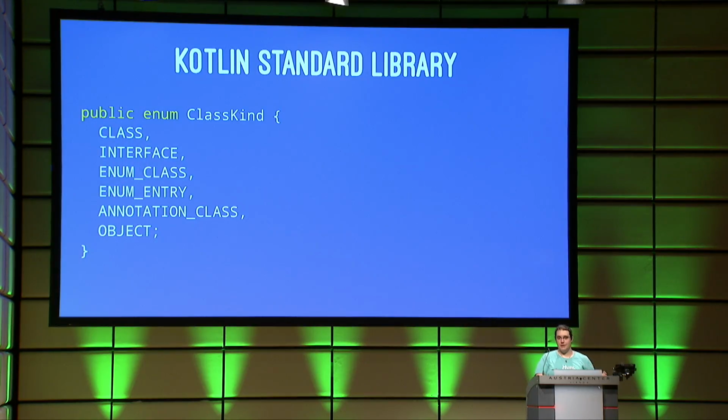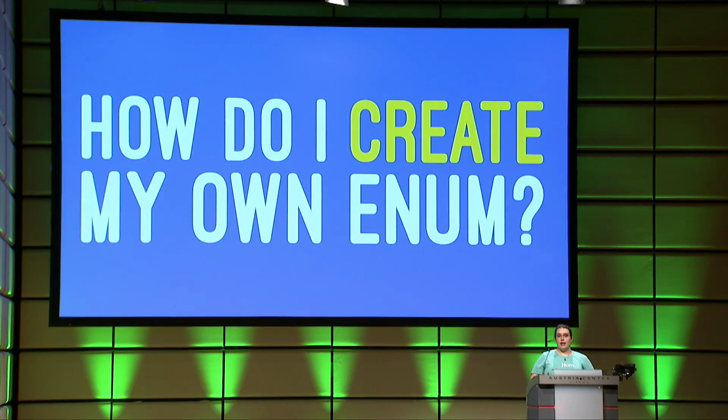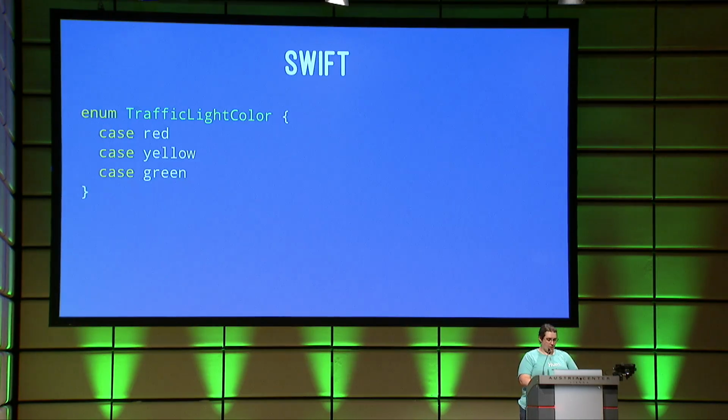So now that you've seen a couple of examples of how these are handled by standard libraries, how do you create your own enum? So again, going back to the traffic light example, you declare that you've got a traffic light color, and then you have the 3 cases that you want. In Swift, you can also add commas between so that you don't have to have a case on every line. There's all sorts of ways to declare it. This is the one that I personally prefer.